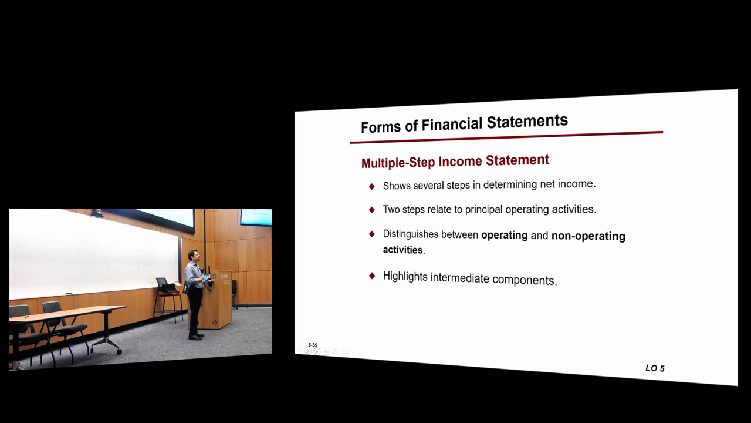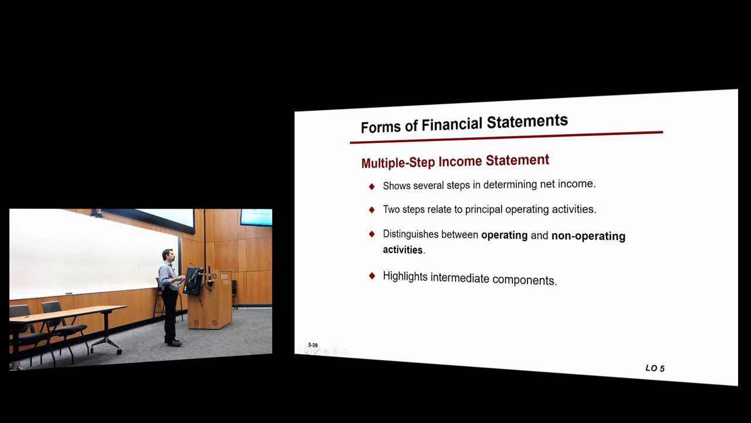On the other hand, with the multiple-step income statement, companies group them differently. They provide you with more information. In this case, the company will show, for example, the difference between sales and cost of goods sold. That will give us gross profit. And then they will also list operating activities, so they will calculate net income from operating activities. After that, you have non-operating activities.